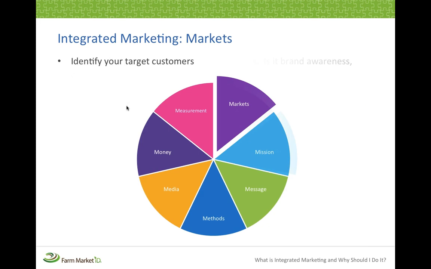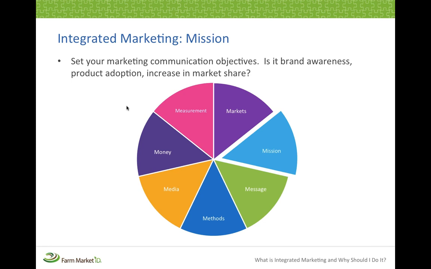The first step is to identify your target customers. This is done in a variety of ways, through competitive analysis, focus groups, looking at past customers, and wanting to find more customers just like them. Second step is to establish the mission of your integrated marketing plan. Is it brand awareness, product adoption, increase in market share? A well-established mission allows you to focus on the goal at hand.